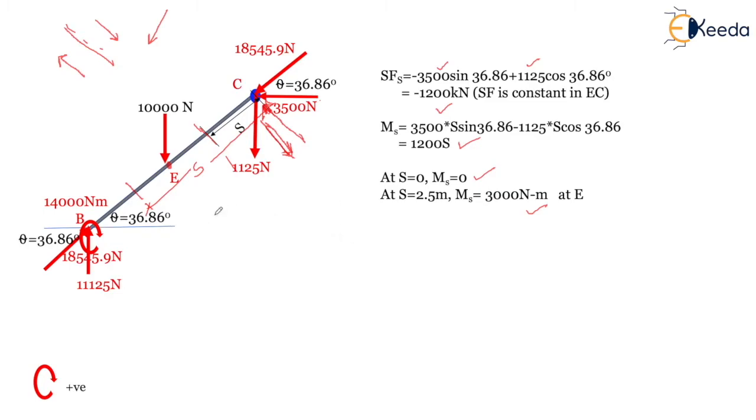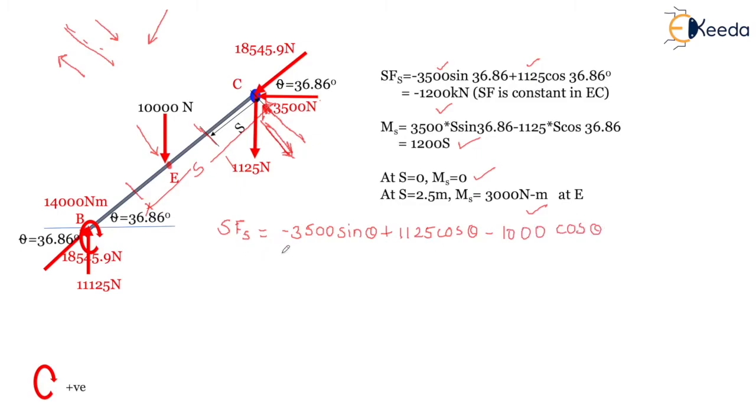so shear force at S, so we can write it as, okay, this force. So for that again we have to consider a vertical component. So minus 3500 sine theta plus 1125 cos theta minus, now this will also come, right? For this also we have to see the vertical component. So minus 10,000 cos theta.